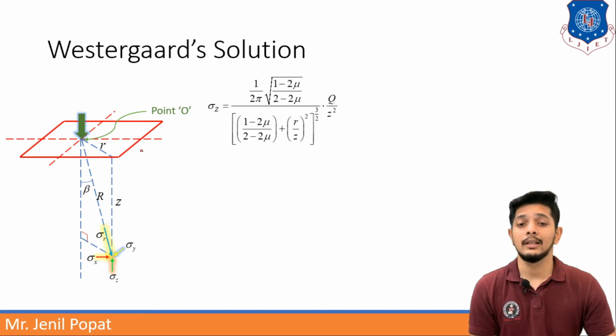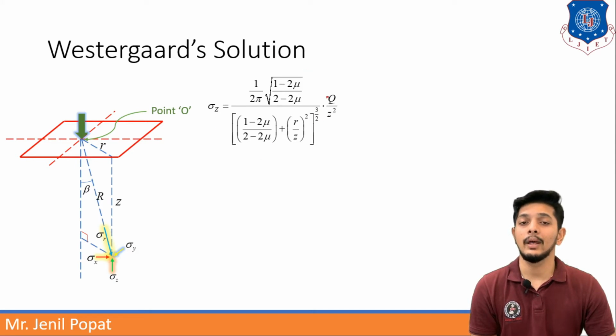So Westergaard has given the formula: sigma z is equal to 1 by 2 pi into under root of (1 minus 2 mu) upon (2 minus 2 mu), plus (r by z) square, the whole raised to 3 by 2, into q by z square. So this is the factor of Westergaard.